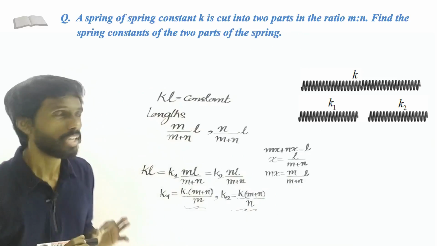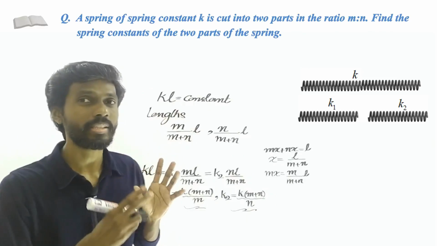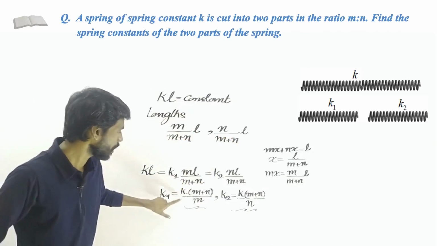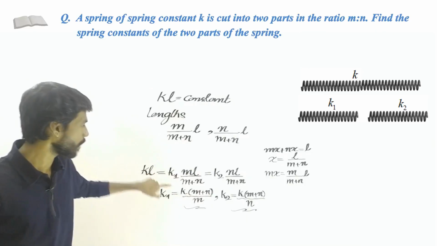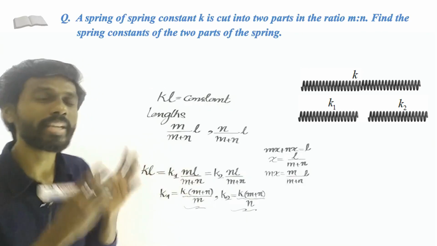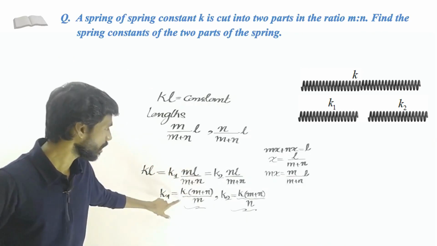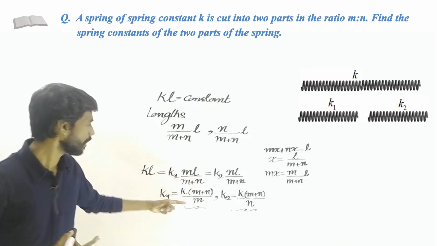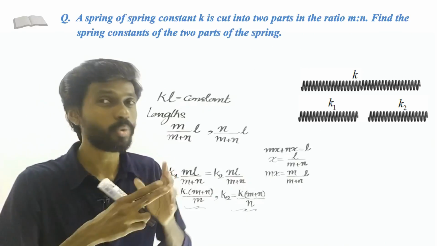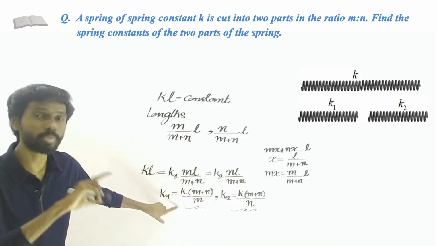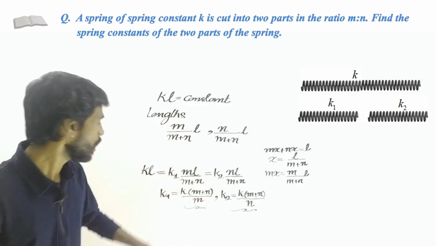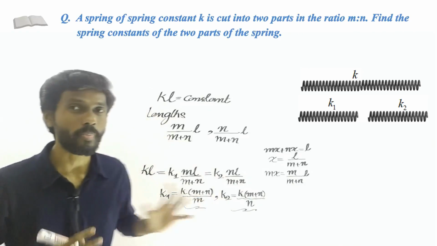As a particular case, if this spring is cut into two parts in equal ratio, so 1:1, which means equal parts, now what will happen? m:n is 1:1, so that means K multiplied by 2. So 2K, which means if you cut a spring into two equal parts, then the spring constant is double, it becomes twice the value. Initially the spring constant is K, now it is cut into two equal parts, then the spring constant becomes 2K and 2K. Do you understand? That is a particular case. Generally, when the ratio is m:n, these are the spring constants of these two parts.